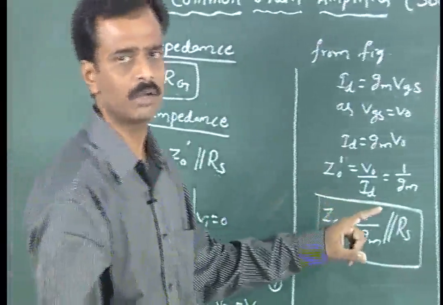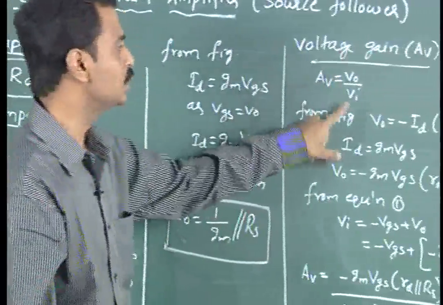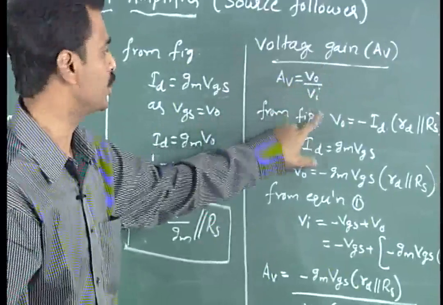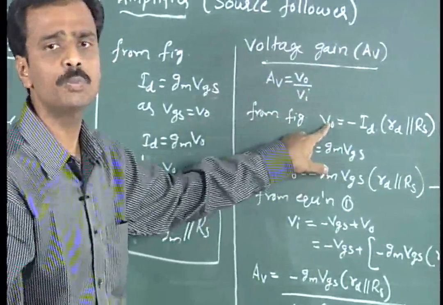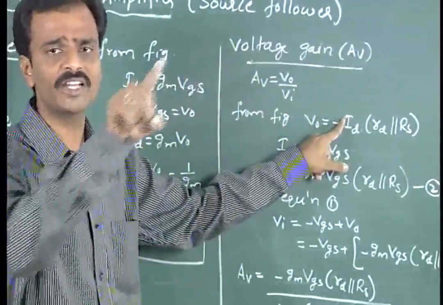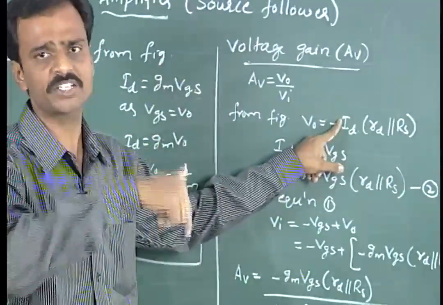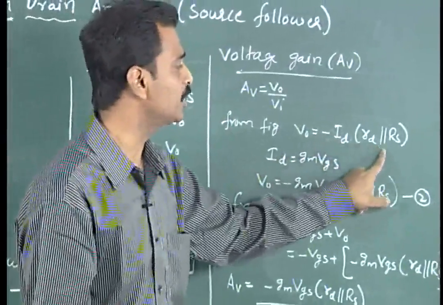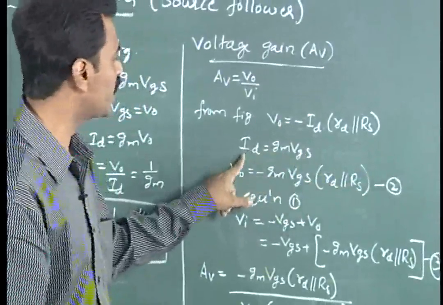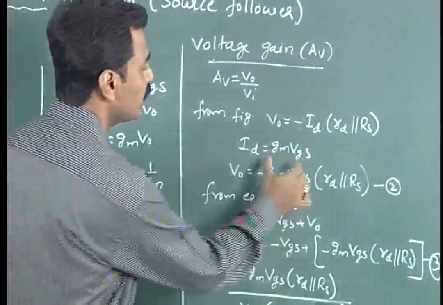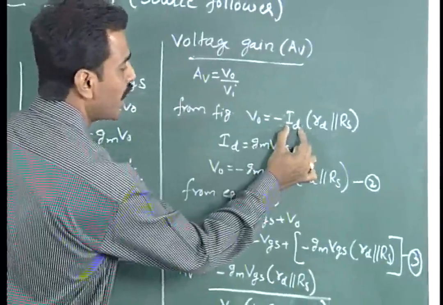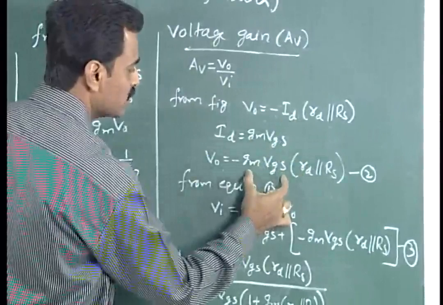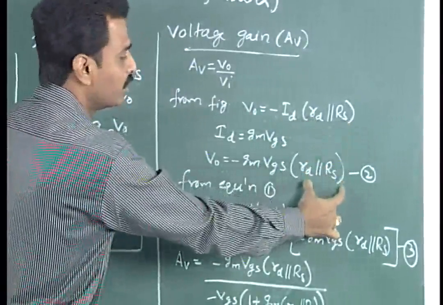Next, coming to the third parameter, that is the voltage gain, AV. It is the ratio of output voltage to the input voltage. Now from the figure we can write the output voltage will be equal to minus ID, RD in parallel with RS. If you write a loop equation, it will be negative in the direction of current, which is why the minus has come over here. As we know ID is equal to Gm VGS, substituting Gm VGS in place of ID, we get V0 equal to minus Gm VGS, RD parallel with RS.